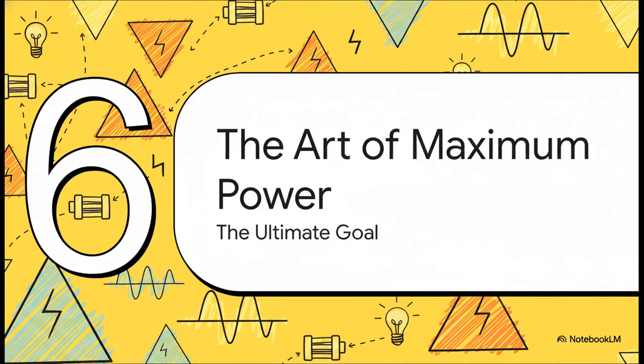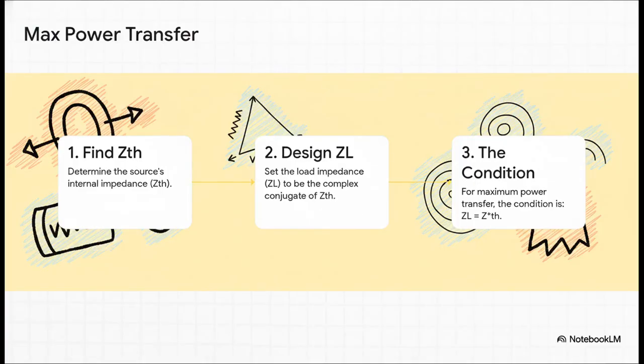So, we've seen how to make a system more efficient, but what about the absolute best-case scenario? How do engineers design a circuit to squeeze every single possible drop of power out of a source and deliver it to its destination? Well, there's a recipe for that. It's called the maximum power transfer theorem.